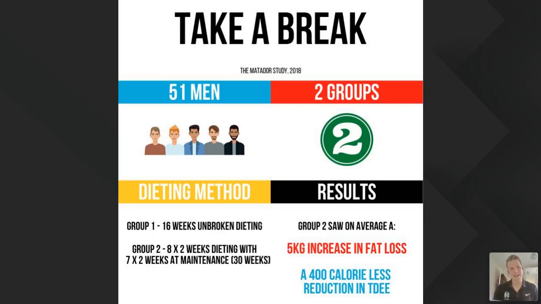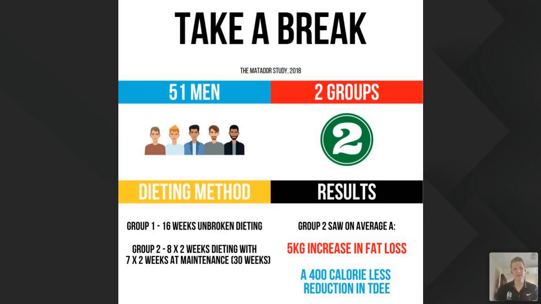Group two had eight two-week periods of dieting with seven phases of two weeks at maintenance calories. So their diet lasted a bit longer. It lasted 30 weeks as opposed to 16 weeks. But obviously every two weeks they had a two-week break from dieting where their food was brought up to their maintenance. They made sure that they were maintaining weight for those two weeks, and then they put them back into a calorie deficit. So what did they find?